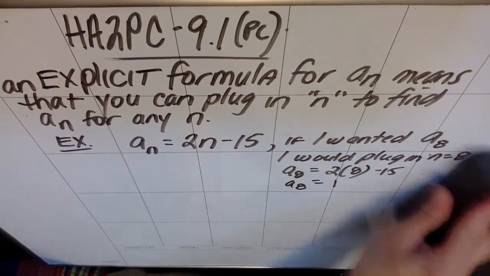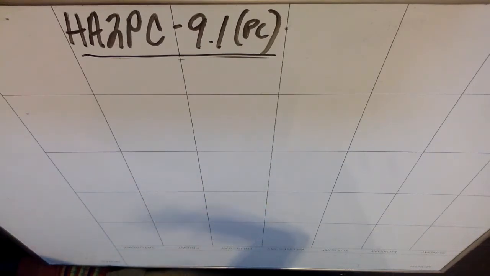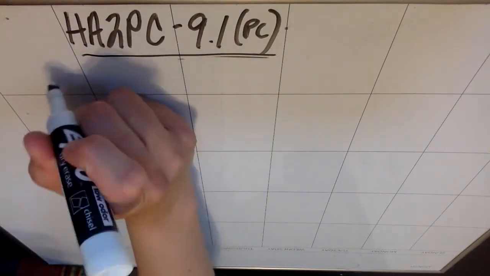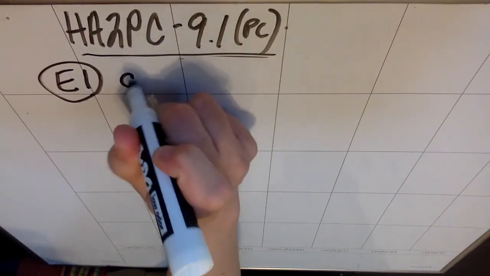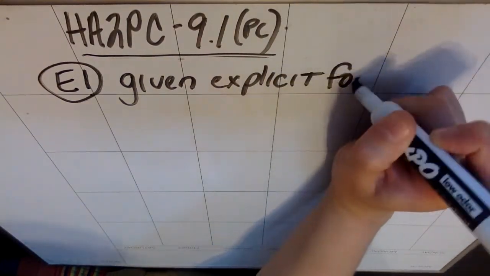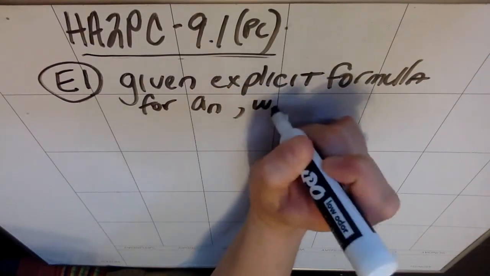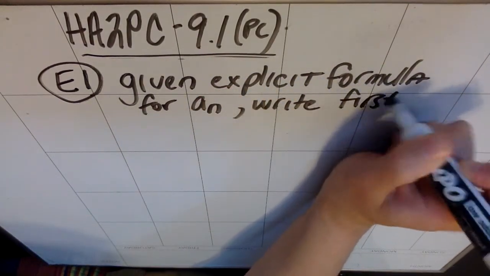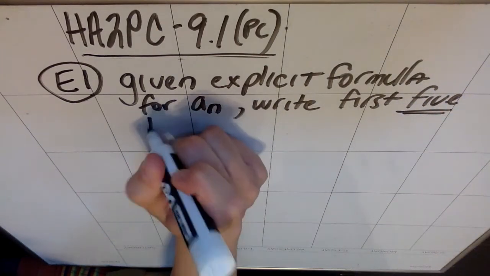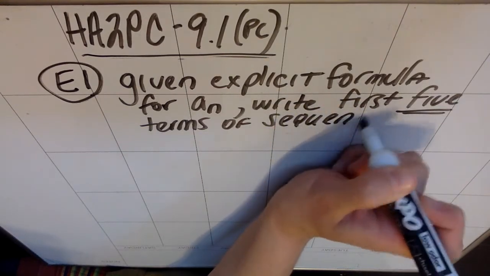So let's walk through an example of that. We're going to go ahead and do example 1. We're going to find a couple of sequences by writing out some terms. In example 1, you're going to be given an explicit formula for a sub n, and what we're going to do is write the first 5 terms of the sequence. So again, we're going to write the first 5 terms of a sequence.